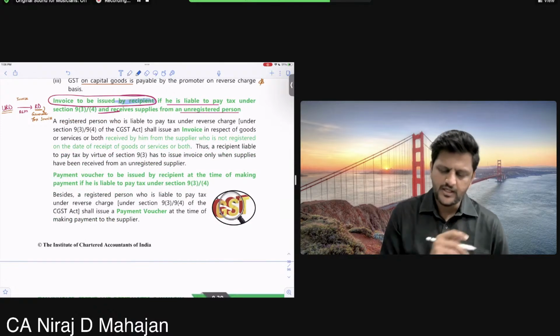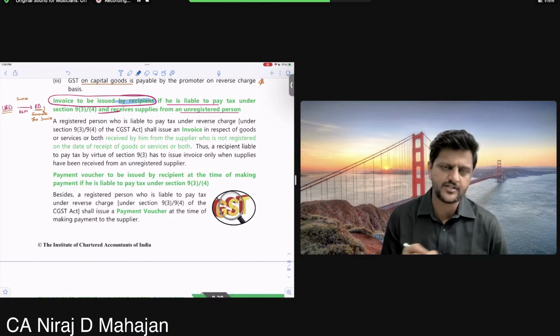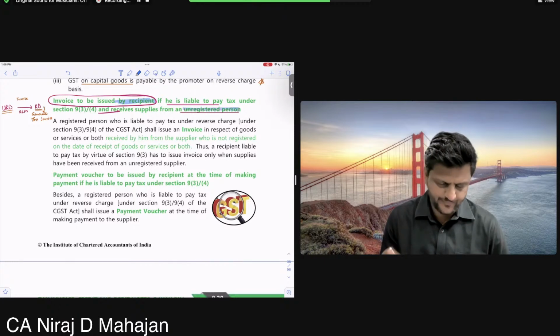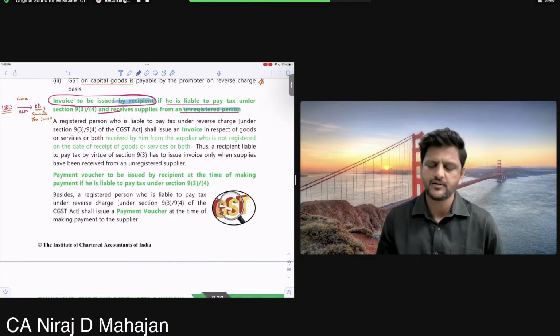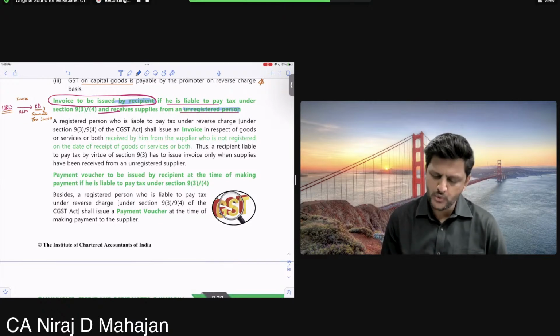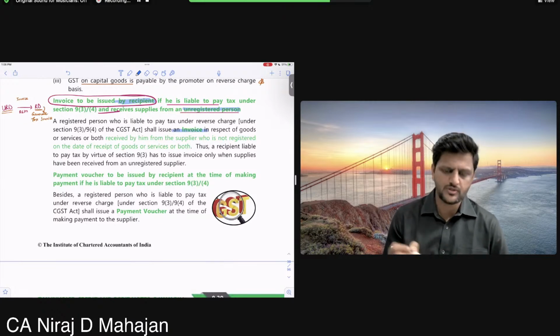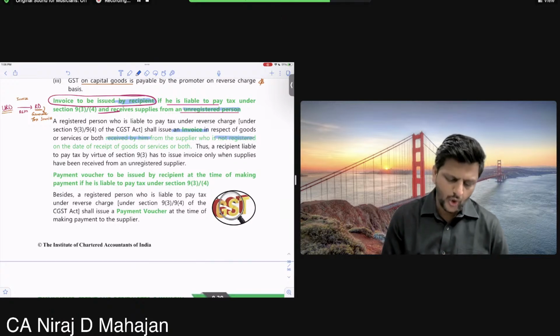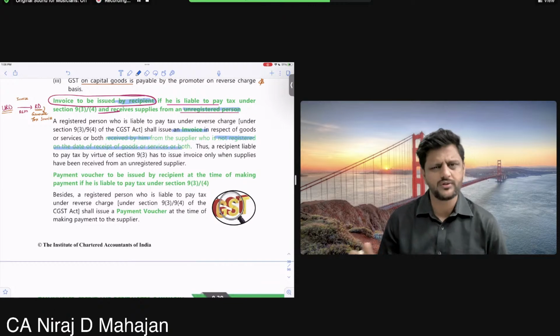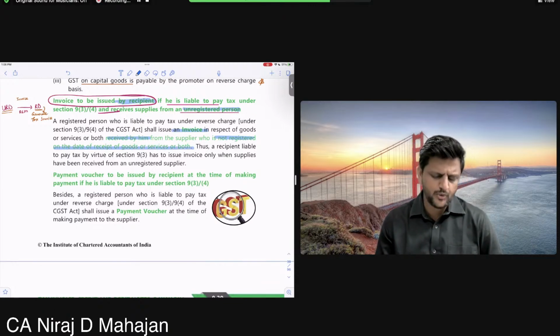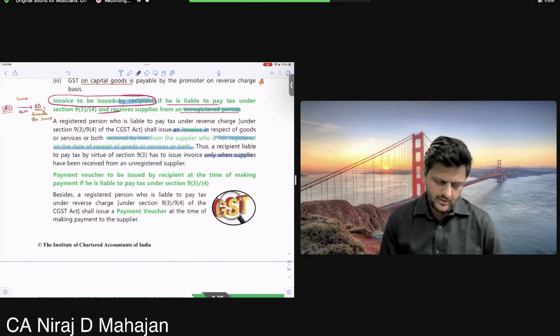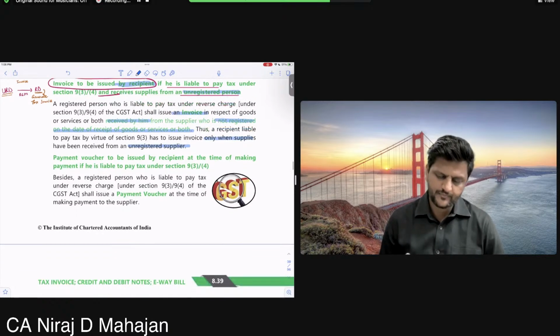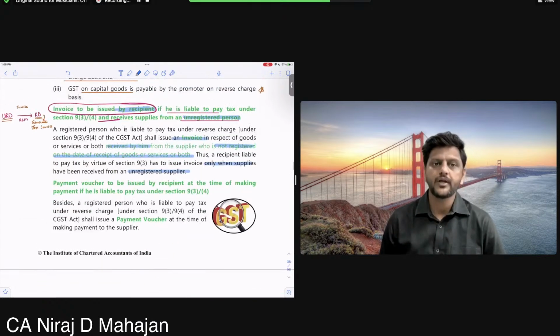Clear? If he is liable to pay tax under RCM and he has received the supplies from URD. A registered person who is liable to pay tax under RCM shall issue an invoice in respect of goods or services or both received by him from the supplier who is not registered on the date of receipt of goods or services or both. Thus, a recipient liable to pay tax has to issue an invoice only when the goods have been received from an unregistered supplier, URD. Clear? Everybody?